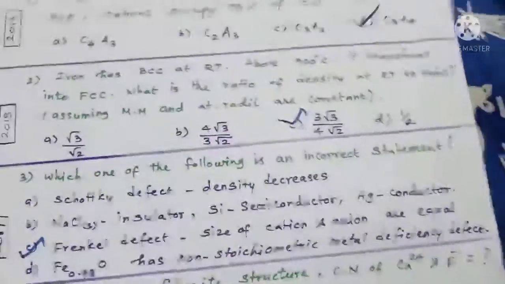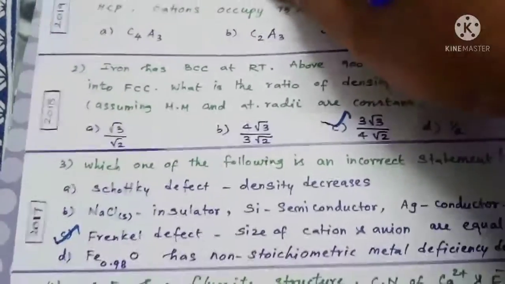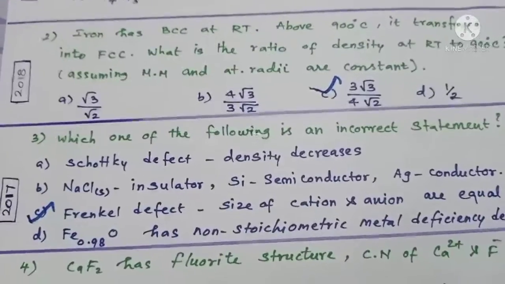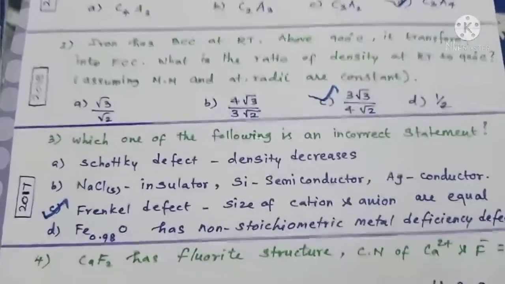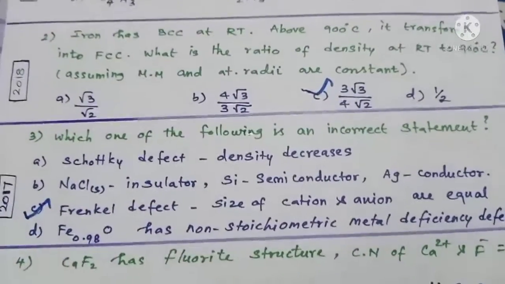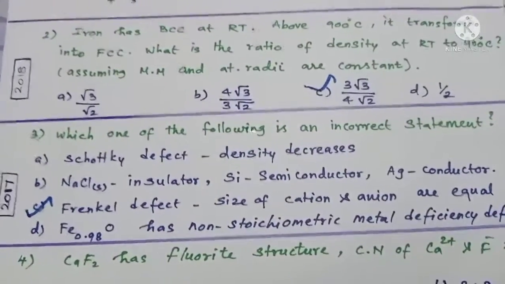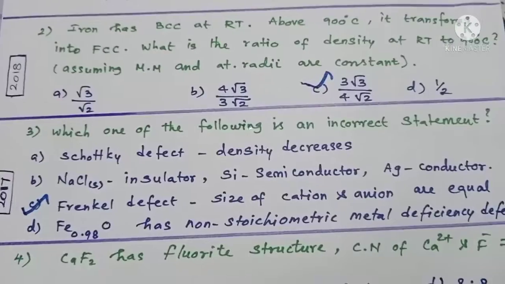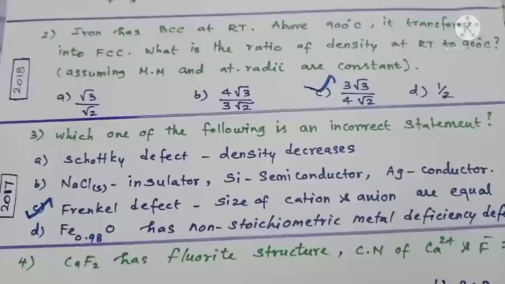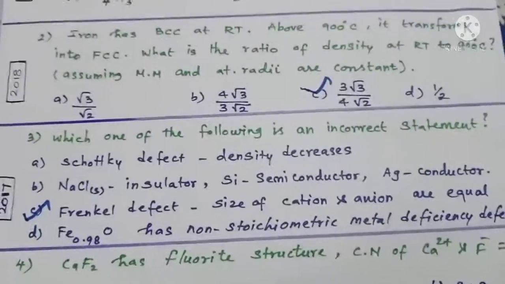So let us check D also. Option D, what is given there is Fe0.98O has non-stoichiometric metal deficiency defect. You know very well that FeO and FeS are examples for metal deficiency defects. Their metallic cations are missing from the lattice points so that they form a non-stoichiometric compound, isn't it? So option D is also right. The correct answer is option C. In Frankel defect, size of cation and anion are equal is given here, but it will be different.